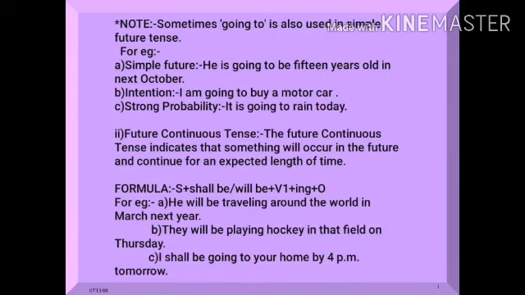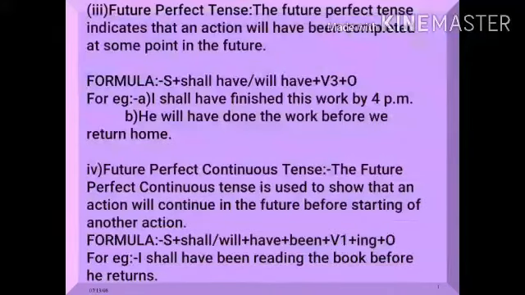Here you can see I have written, for example, he will be traveling around the world in March next year. Here he is the subject, then will be, according to the formula I have written, travel is the V1, then with it I have written ing, traveling, then around the world is the object, in March next year is the time, which is telling us about the future time. Similarly, I have written the other examples also. You can see, they will be playing hockey in that field on Thursday. I shall be going to your home by 4 p.m. tomorrow.